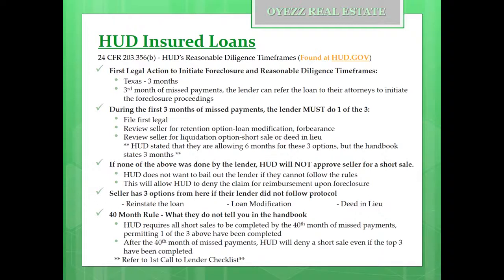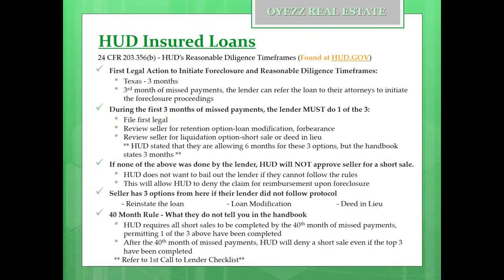So a side note for these three things that the lenders must do for the first 3 months of missed payments, HUD is stating that they're actually going to allow the lenders 6 months to initiate any of these three. But that is not written into the handbook. That was just verbally said to me. So since it's actually written into the HUD handbook that it's 3 months, that's what I go by.